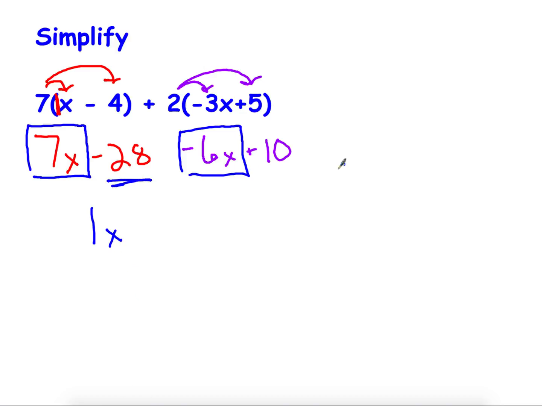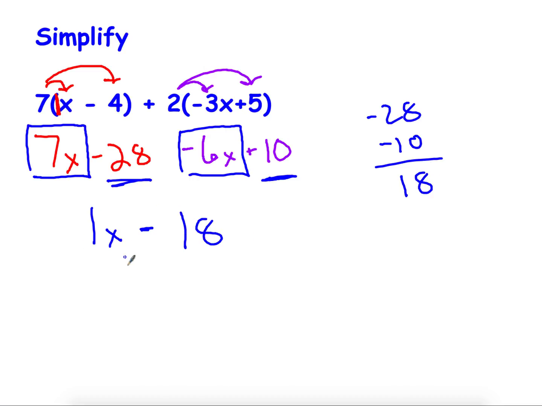Okay? Negative 28, positive 10. I'm combining those. I have different signs. Keep the sign of the bigger number. So I know my answer has to be negative. I have a lot more negatives than I do positives. And because they're different signs, I'm really just going to subtract these numbers. I'm left with 18. So my answer is negative 18.